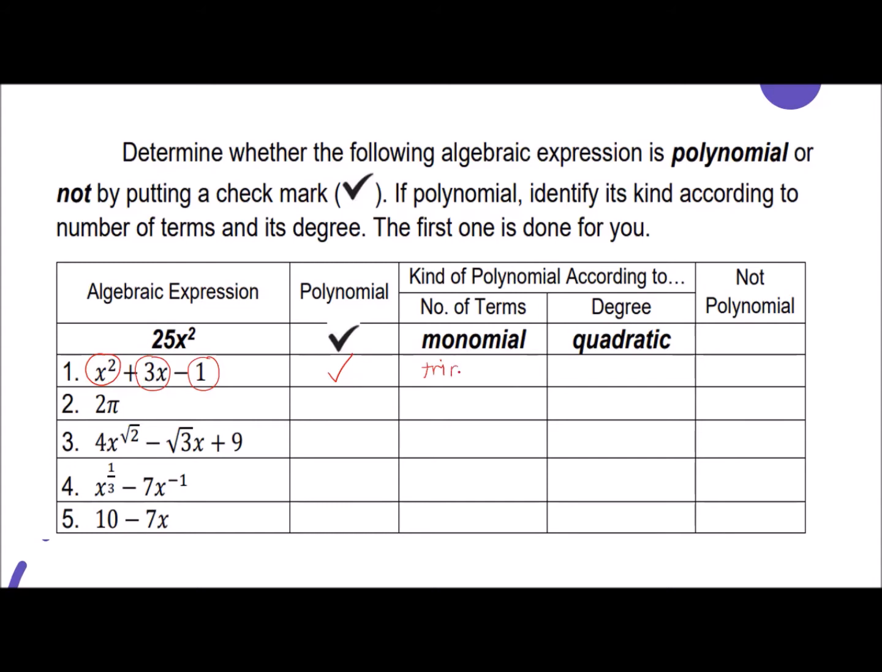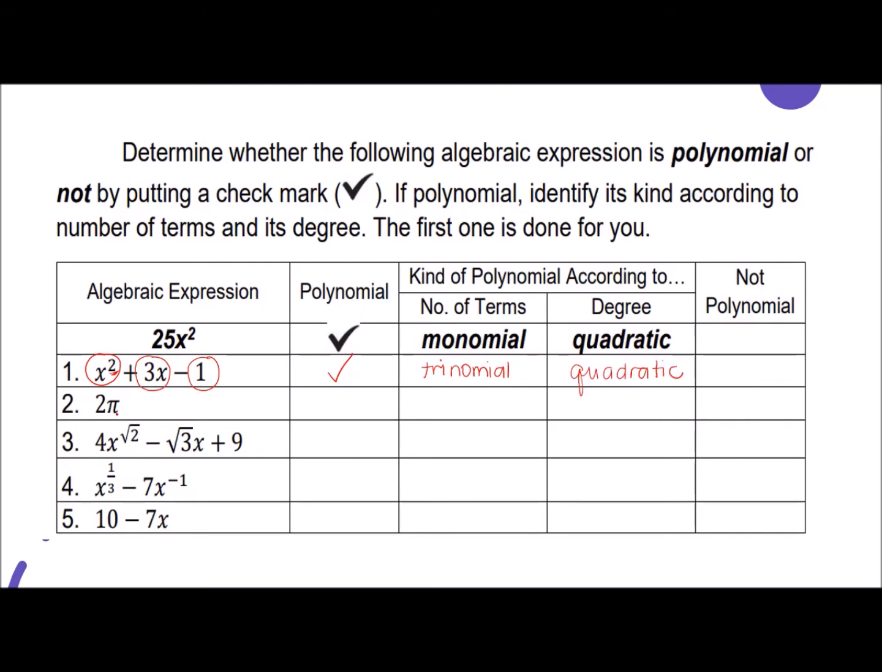So magkakaroon tayo ng try, kaya trinomial, because tri means 3. And then the degree, ang pinakamataas na exponent ulit ay 2. So that's why it is known to be quadratic. Okay? Next one is 2 pi.